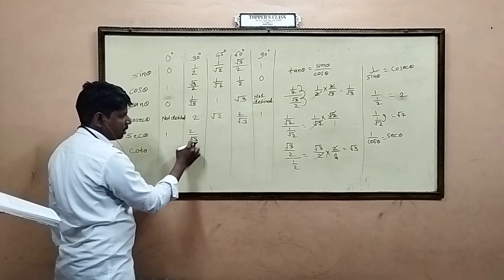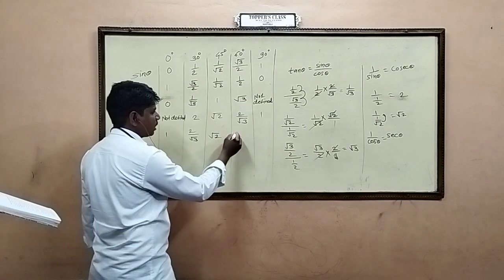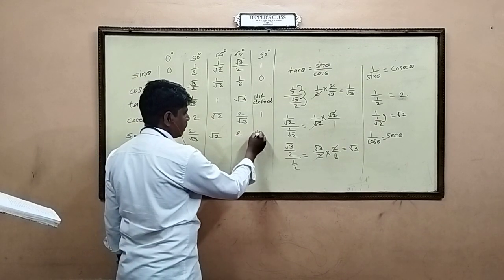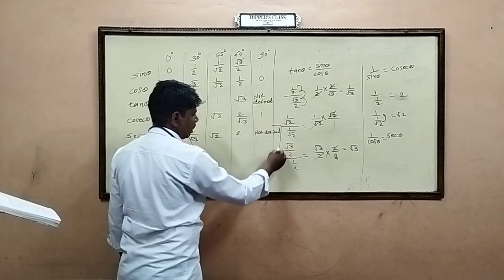2 upon square root 3 here. Then this square root 2, it will be as it is. Then here you will get not defined. So like this you can write its values.